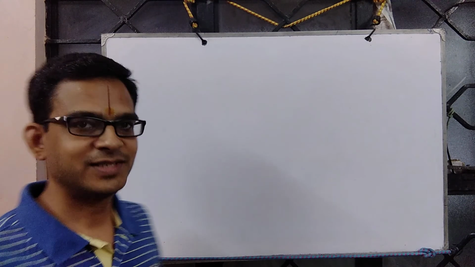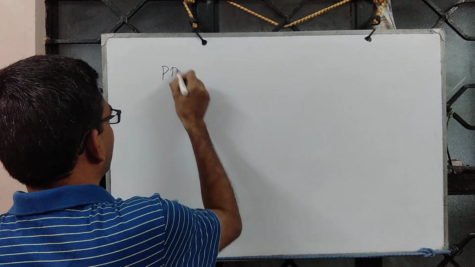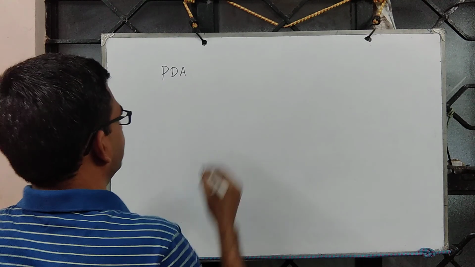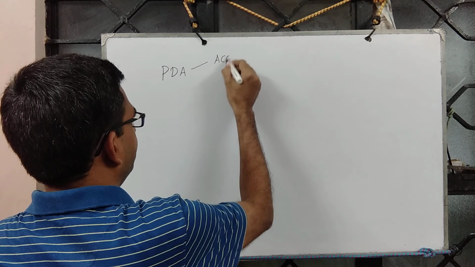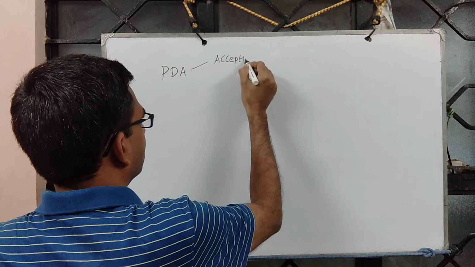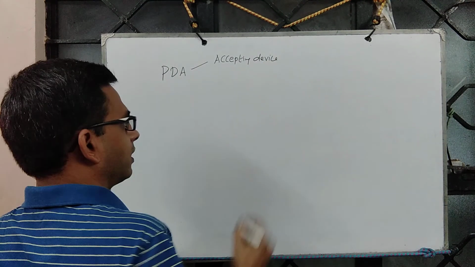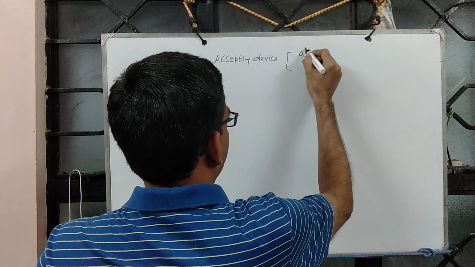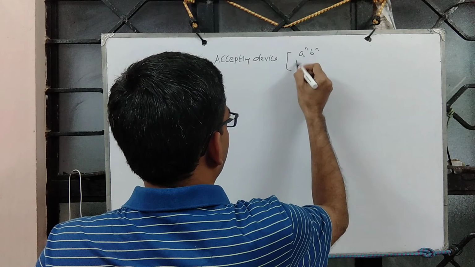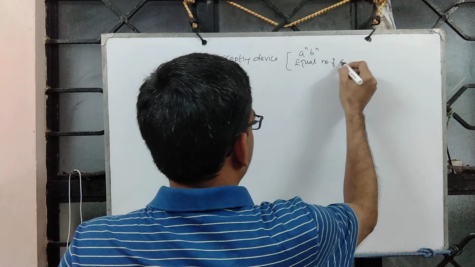We shall continue our discussion on PDA. So we were seeing that PDA can be seen as an accepting device wherein we can accept languages like a power n, b power n, and equal number of a's and b's.